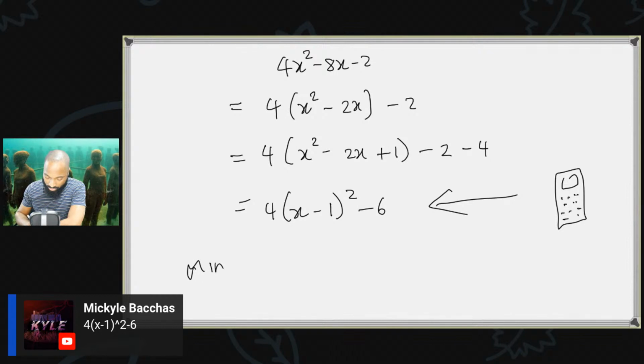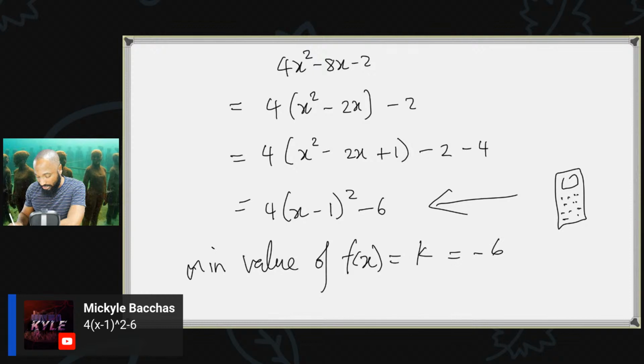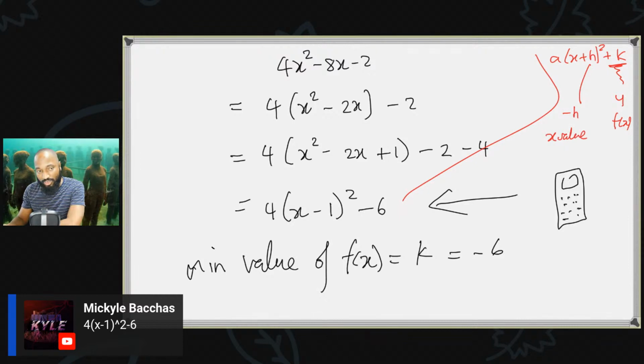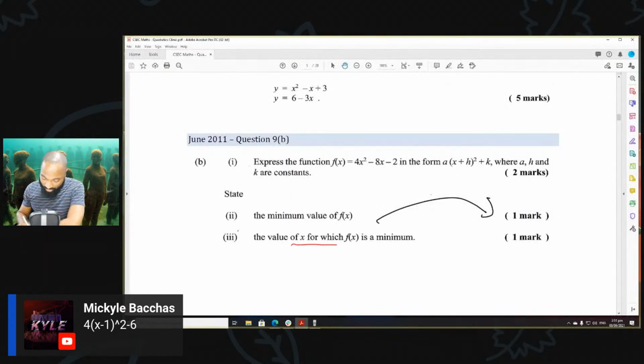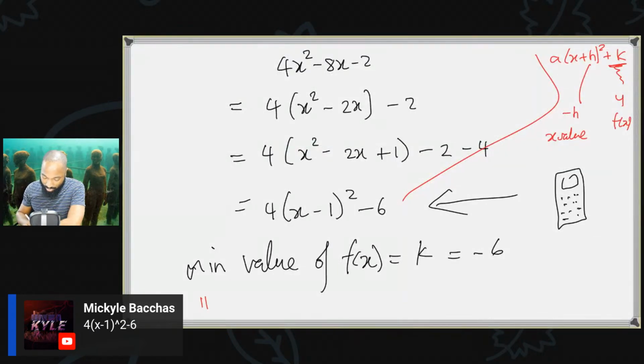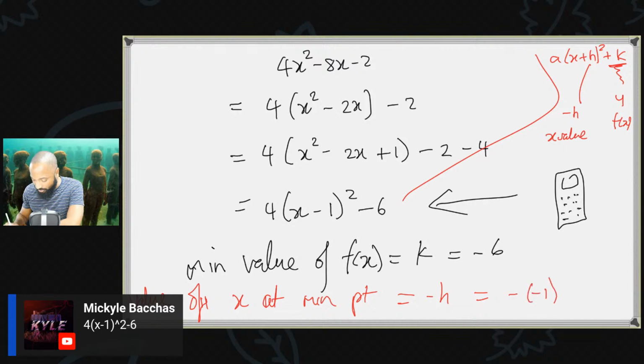So the minimum value of f of x, or of y, is k, which is equal to -6 in this case, because this is in the form a(x + h)² + k. This is always the minimum value where you're talking y and f of x, and negative h is the x value at the minimum point. So the next thing they're going to ask you is the value of x at the minimum. The value of x at the minimum point is going to be negative h, which is -1, which is 1.